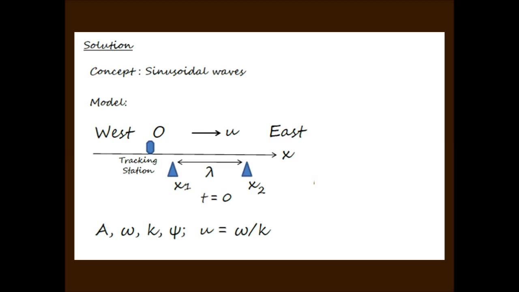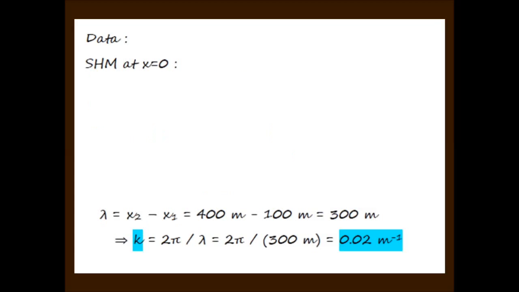We know that because these are two adjacent crests on the sinusoidal wave, the distance between these two crests is equal to lambda. So we write down that lambda is equal to x2 minus x1, from which we can calculate lambda. And from lambda we can obtain k.